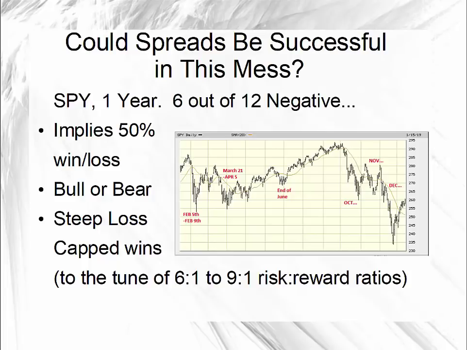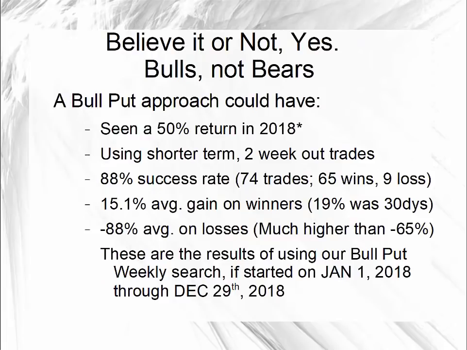Because you get those steep losses, and when you do win, you make a fair percentage, but it's capped, right? So what do we talk about, capped wins and steep losses? When you do lose, we saw we're losing to the tune of 6-to-1 to 9-to-1 risk-reward ratios. So how could anything be successful? Believe it or not, it was very possible to hit the targets and be successful with spread trading. And believe it or not, it was in bull puts, not really bear calls.